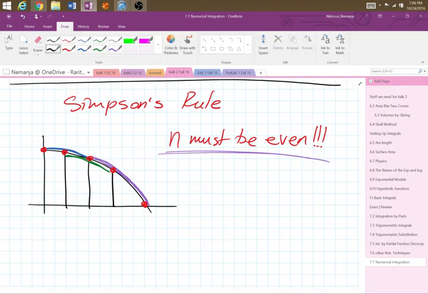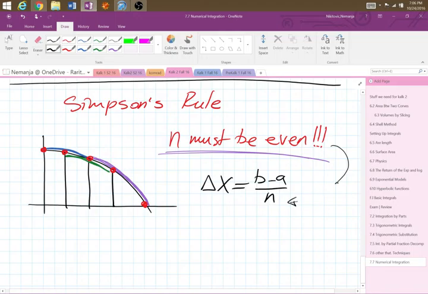Now, just like for the trapezoid rule, we have the pattern for this one. Delta x is still the same, b minus a over n. Doesn't change. N must be even, so don't forget that part. Now, we have our x0, x1, x2, x3, x4, and each one of these is equal length delta x.